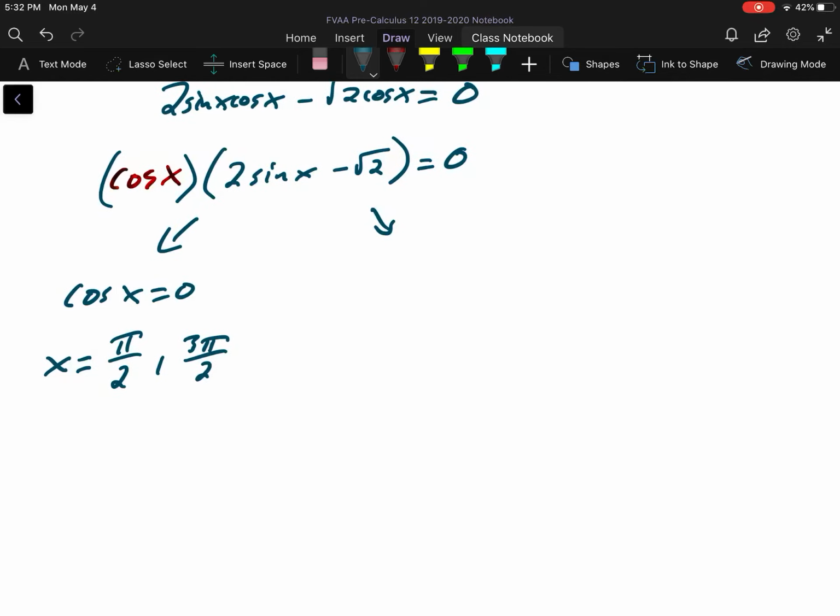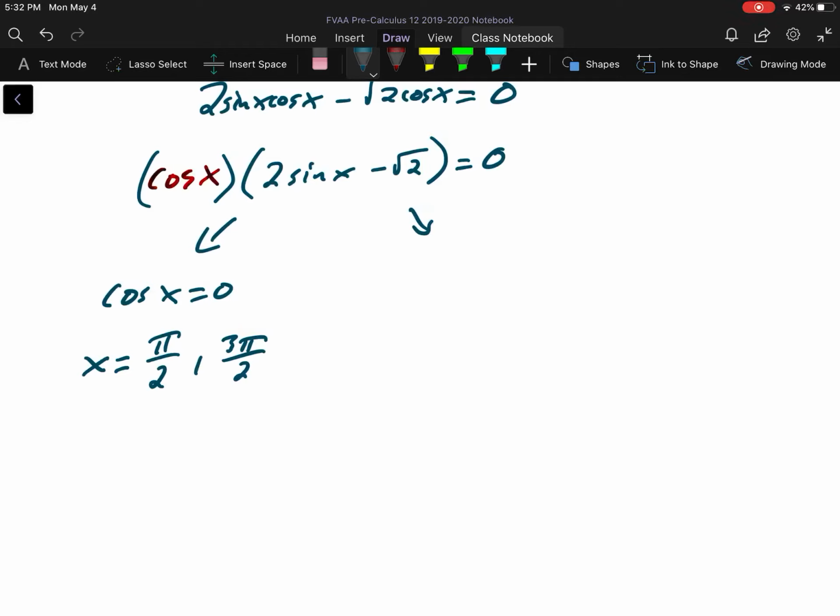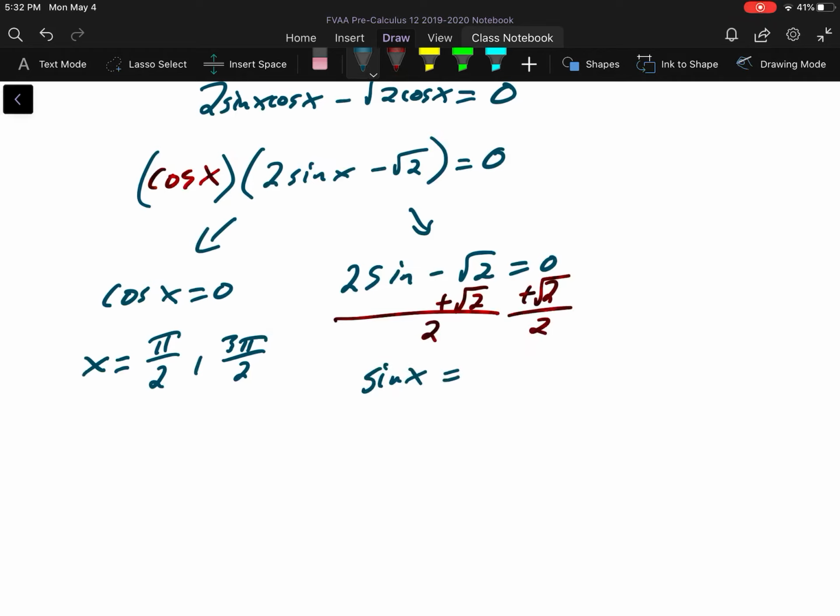And what about this one here? We have sine, but here the square root 2 might seem odd. When we think about the unit circle, it actually fits right in with some of the coordinates we know, especially once we simplify it and isolate the sine x. You'll see it right away. So this is 2 sine x minus square root 2 is equal to 0. I'm going to add square root 2 on both sides, and then divide both sides by 2, and I'm going to get sine x is equal to square root 2 over 2. Does that look familiar?